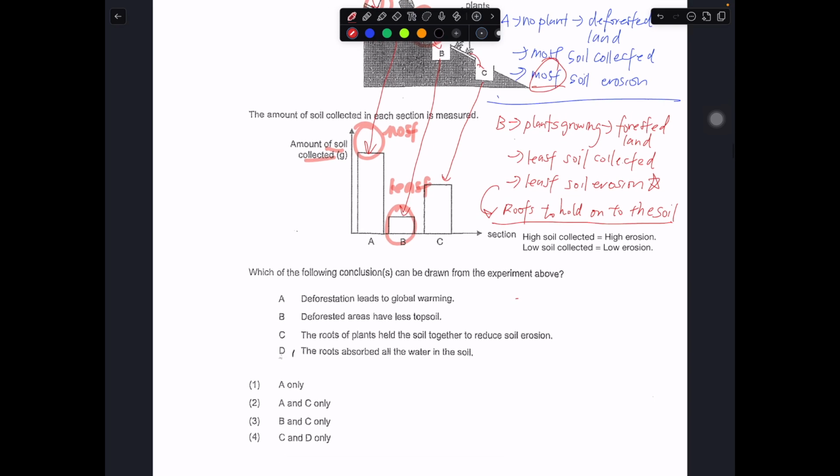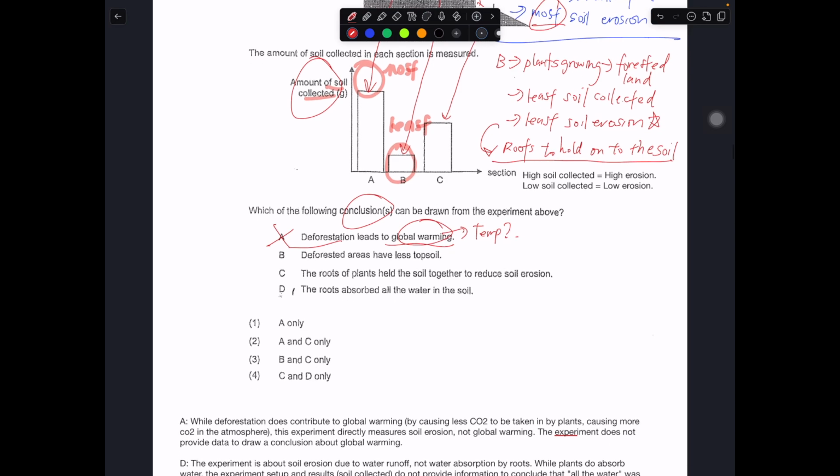So which of the following conclusions can be drawn from the experiment? Deforestation leads to global warming. Yes, this is a correct statement, but this experiment doesn't show you deforestation leads to global warming, because to show that, your data collected should be something related to the temperature of the surroundings. But this is the amount of soil collected, so it doesn't show. It is a true statement, but it doesn't show.